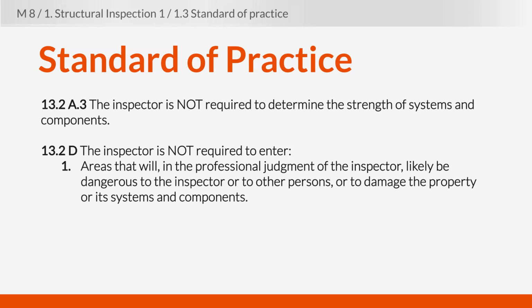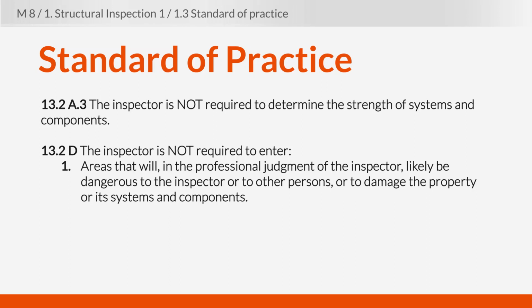Again, I used this example earlier. You open the crawl space hatch. You can see that it's full of water. You're under no obligation to go into that crawl space. You would simply document it on the report. Literally, you would say that the crawl space appeared to be full of water or had a foot of water or whatever you want to say at the time of inspection and the crawl space was not entered.